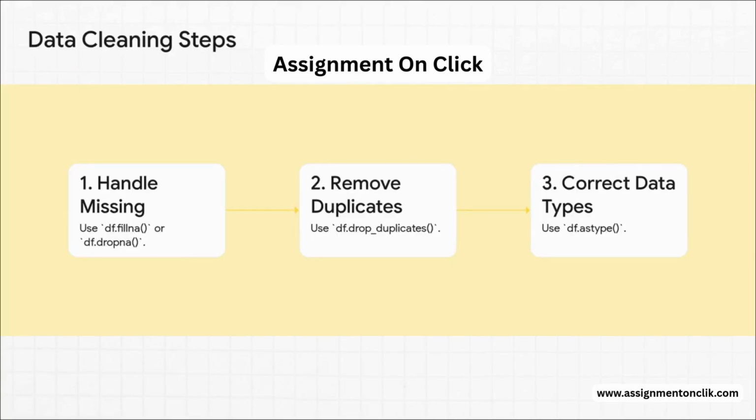So how do we actually clean it? Well, this slide lays out a pretty common workflow. First, we handle any missing values, deciding whether to fill them in with something or maybe just drop those rows entirely. Next, we hunt for and remove any duplicate rows that could be skewing our analysis. And finally, we make sure every column has the correct data type, like making sure numbers are actually stored as numbers and not as text, which is a surprisingly common and frustrating little problem.